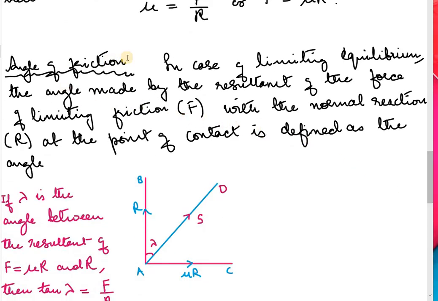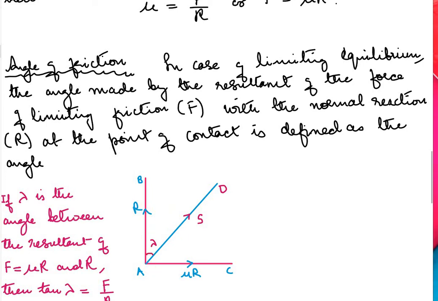And what is the angle of friction? In case of limiting equilibrium, the body is said to be in limiting equilibrium when the maximum limit of friction is applied such that it prevents the body from sliding down or moving away from that position of contact. Then the angle made by the resultant.